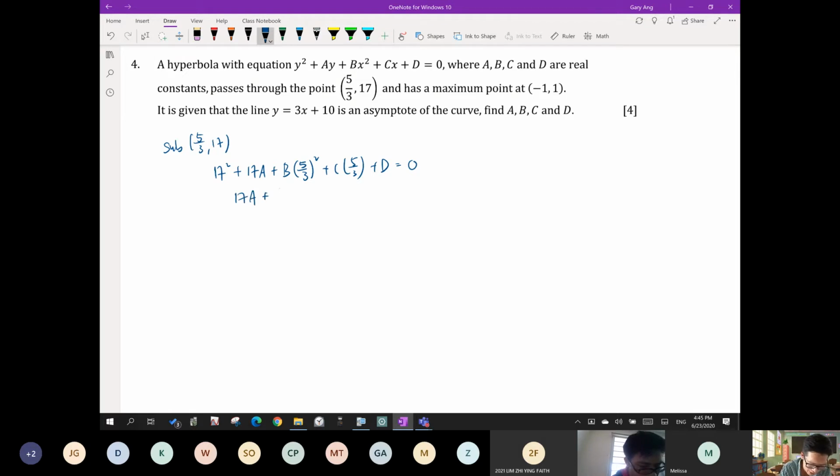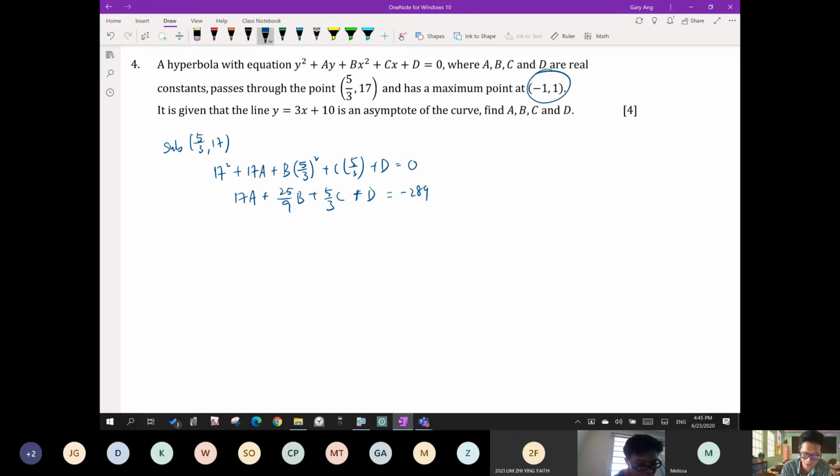Let me simplify. So we're going to get 25 over 9b, and then plus 5 over 3c plus d is equal to this negative 17 square. I'm not that clever, I mean, I just have the answer. So it's a negative 289. There you go. First equation.